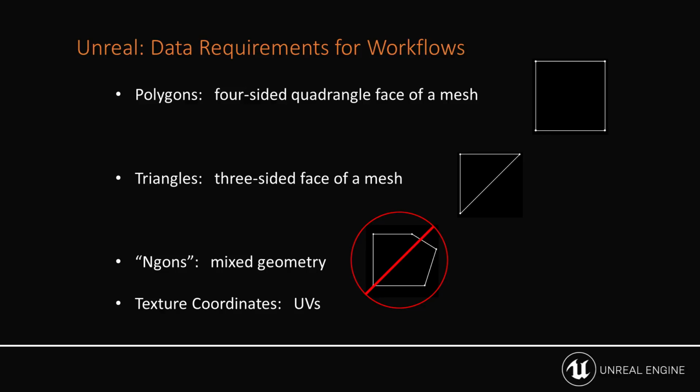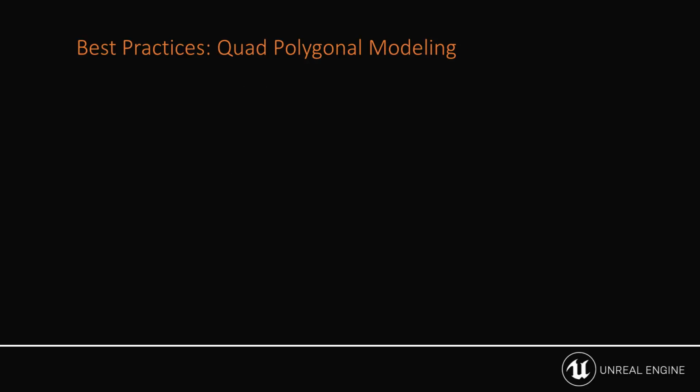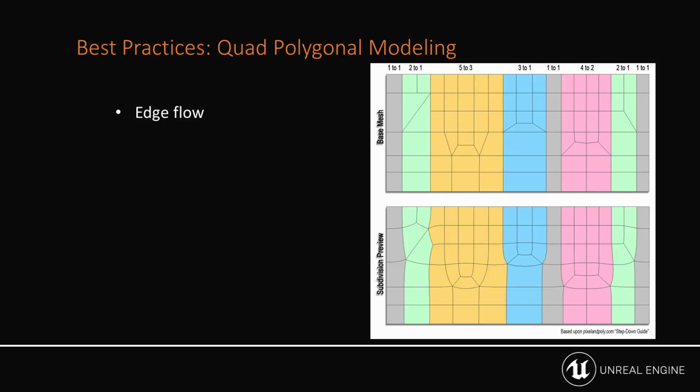And of course, texture coordinates. These are necessary for working with Unreal in a real-time visualization environment. And we're going to see what that's all about here with UVs as well. So, best practices. I mentioned working with quads. Well, why? Quad polygonal modeling allows you to have nice edge flow.